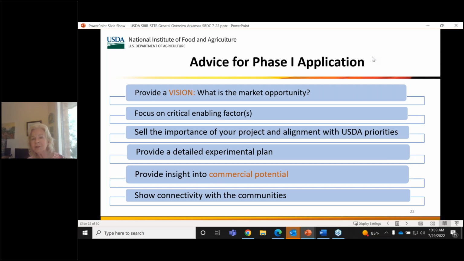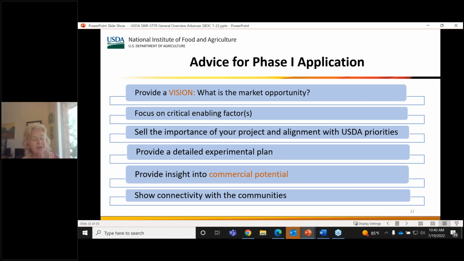And then also, it's important to focus on those critical enabling factors. And then sell the importance of your project with alignment with USDA priorities. Those priorities are listed right there in the RFA. You can look them over and create a clear understanding of the alignment of your project with those USDA priorities.